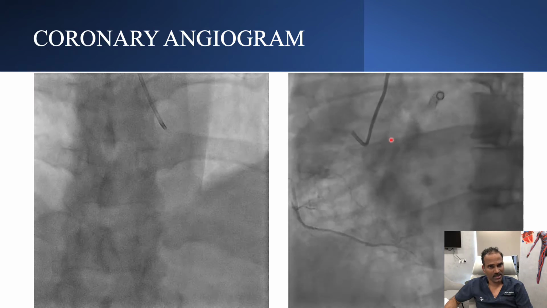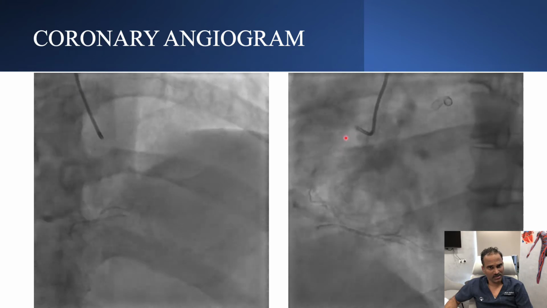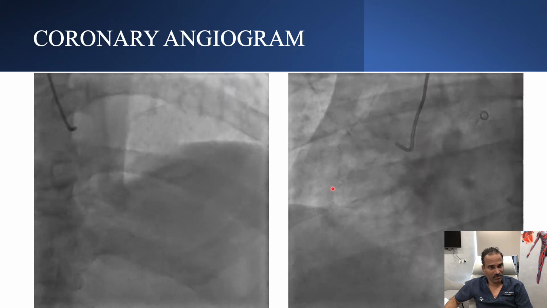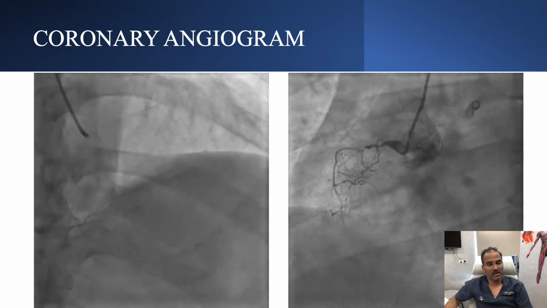So this is a right coronary artery injection. You can see there is a total occlusion, but also bridging collaterals, or microchannels, which we don't know. It's very difficult to visualize when so many branches are coming around the CTO.